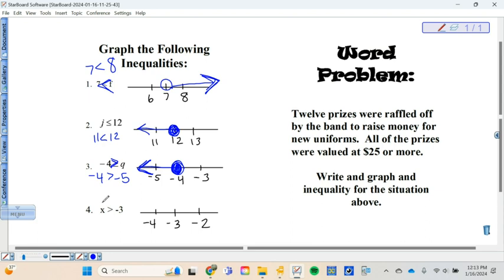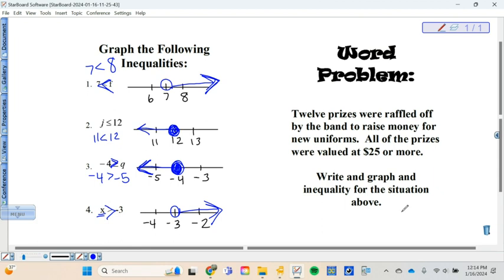Where do I draw my circle for 4? At -3, open or closed? And I'm saying x is greater than -3. Going to the right, right? Same direction as the inequality because the letter is first, right?